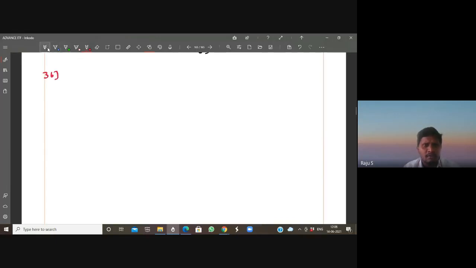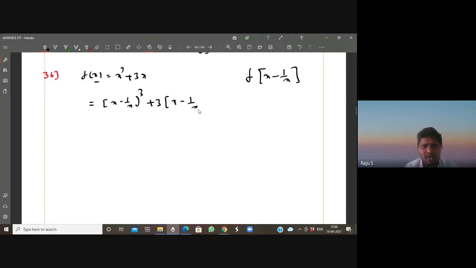Okay, fine. See here. First option is f of x equal to x cube plus 3x. Here g of x value is x minus 1 by x. Now you have to replace x by x minus 1 by x. When you substitute, we get x minus 1 by x the whole cube plus 3 into x minus 1 by x. Now, we know the formula a minus b whole cube can be written as a cube minus b cube minus 3ab into a minus b.